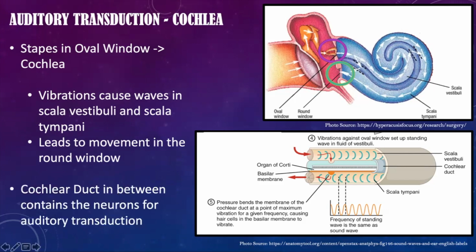And then the cochlear duct in between these two canals, the scala vestibuli and the scala tympani, is really important in the function of hearing because it contains the neurons for auditory transduction. We're going to dive deeper into that structure in the next slides.